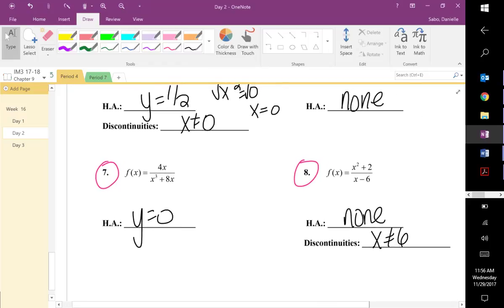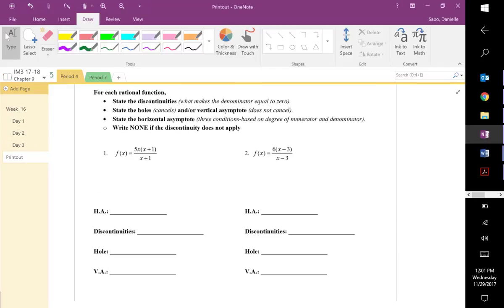Okay, homework. You can finish it before you leave. You want to work at it. Homework! Few hints. What makes the denominator 0? What makes the denominator 0 here? What makes the denominator equal to 0?